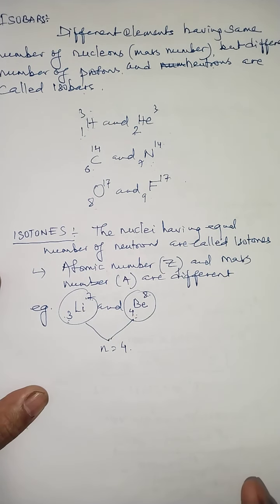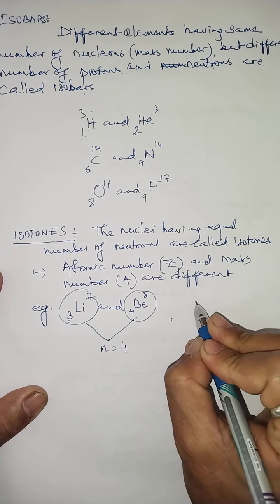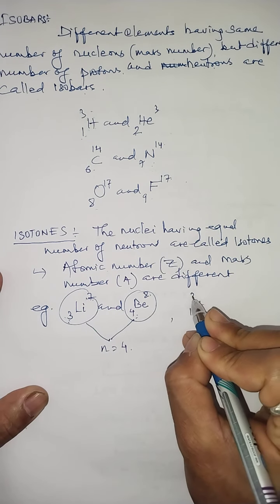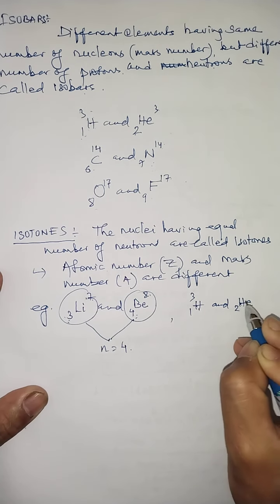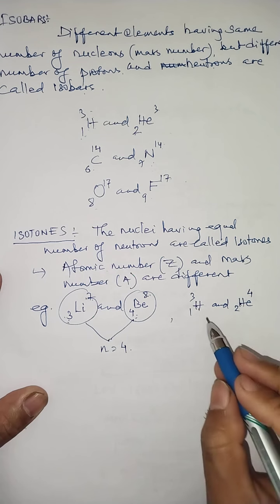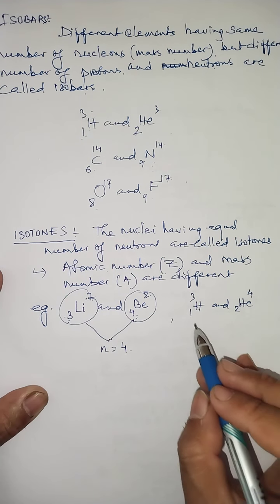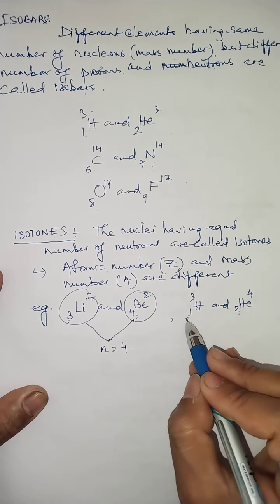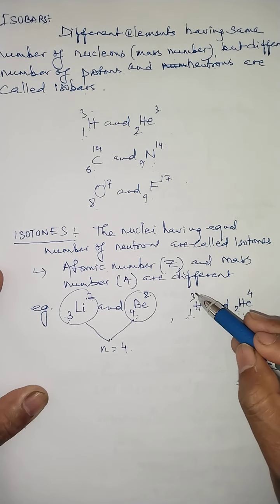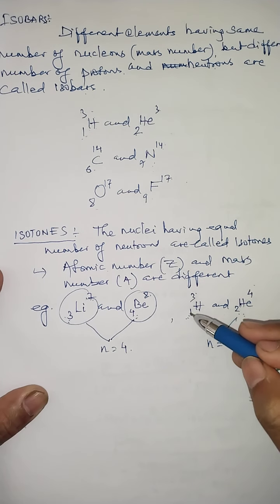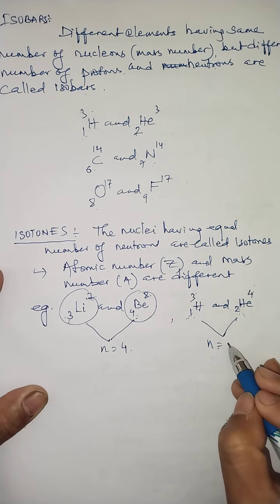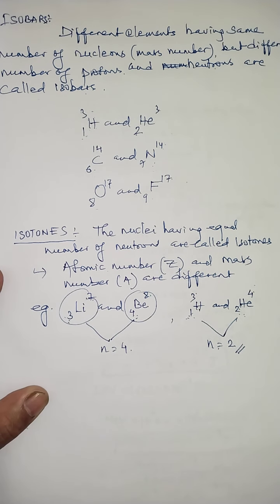Remember this point. Similarly, there is another example: one of the isotopes of hydrogen, H-1, 3, and if I compare it with one of the isotopes of helium, He-2, 4. These are different elements. The atomic numbers are different, 1 and 2, and the mass numbers are also different, 3 and 4. But what is the same? The number of neutrons. 3 minus 1 is 2, and 4 minus 2 is 2. So the number of neutrons is the same. In this way, we can classify the nuclei of different elements on the basis of isotones.